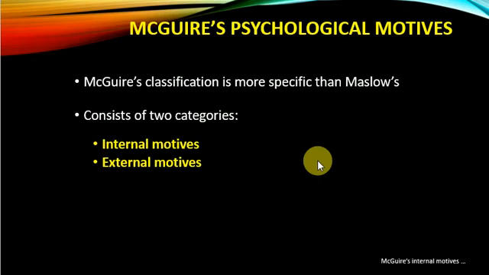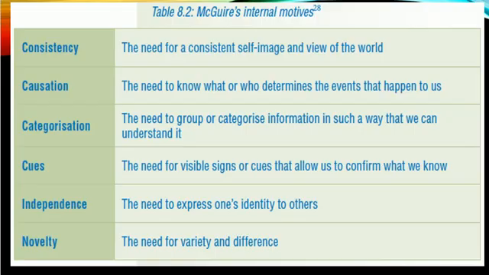Maguire also classified his needs more specifically than Maslow, and his physiological motives were categorized into internal motives and external motives. If you look at table 8.2 in the manual, you'll see Maguire's internal motives that asked or required consistency. In other words, the need is consistent with your particular image. The causation, in other words, the need to know what or who determines the event that has happened to us. Independence, for instance, the need to express our identity to others. And then also the novelty motive, the need for variety and for difference.